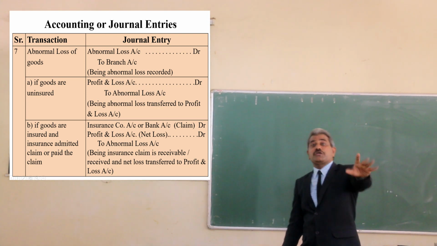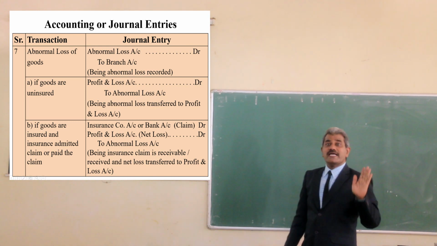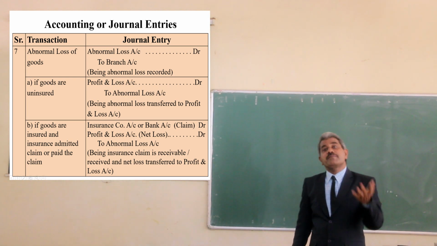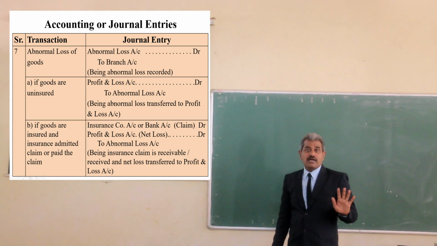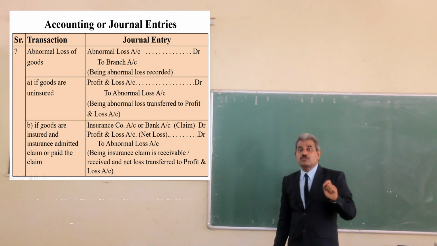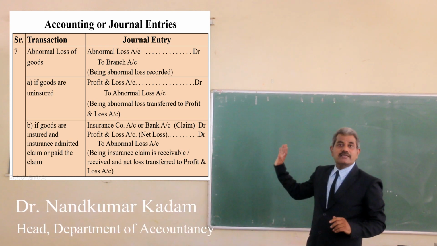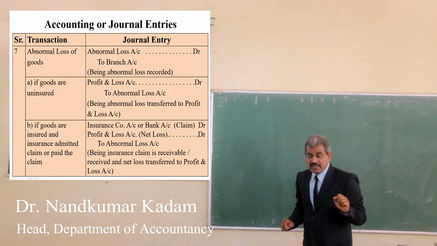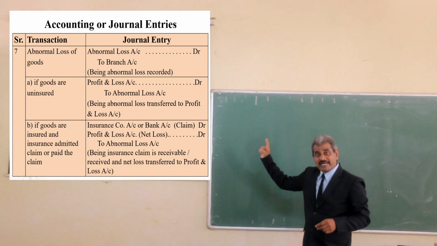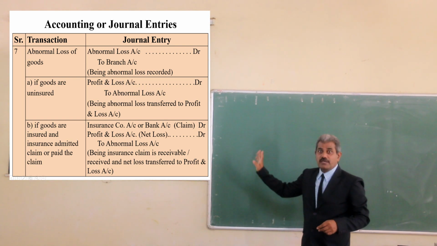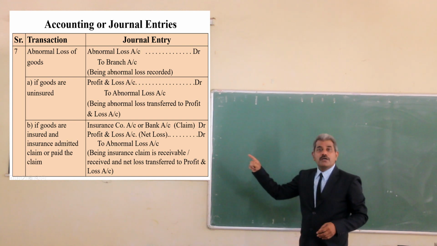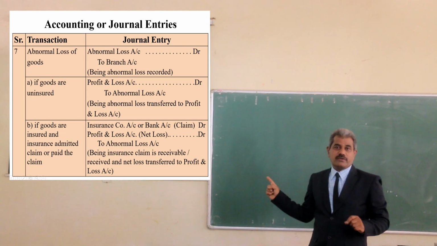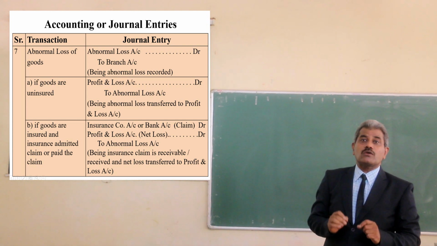And if the goods are insured and the insurance company admitted the claim or paid the claim, but the amount of the claim may be less than the actual loss, then at such time the entry will be passed as insurance company account debit if the claim is admitted, and if the claim is paid, cash or bank account debit. Generally bank account debit. The net loss, profit and loss account debit to abnormal loss. It means here you have to calculate net loss.